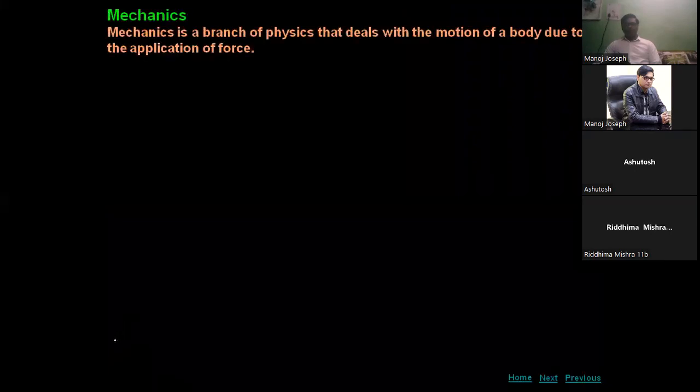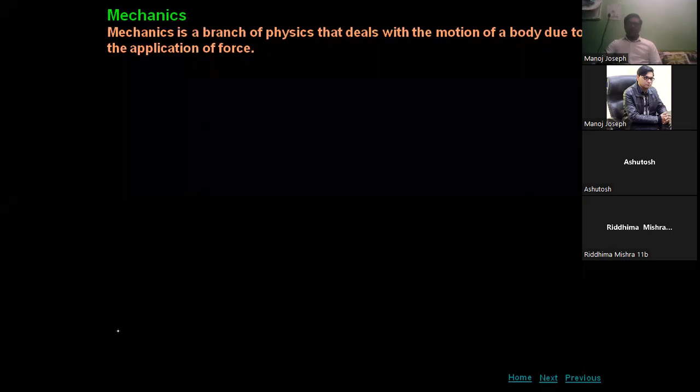So mechanics, what is mechanics? You can take screenshots. When the page is full up to the bottom, you can take the screenshots and note it down in your physics notebook. So mechanics is the branch of physics that deals with the motion of a body due to the application of force. Whenever force is applied, the body comes into motion. When we study these phenomena, this is called mechanics in physics. So it's a branch of physics.